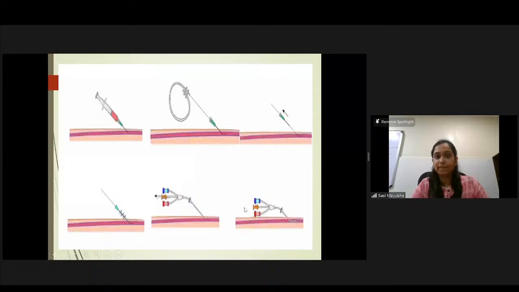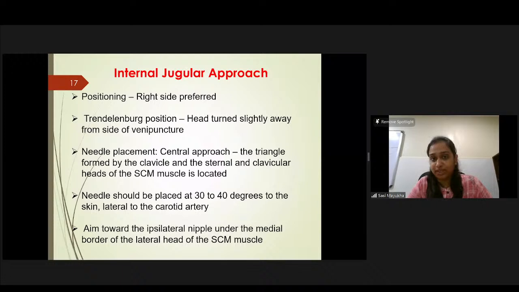So the three approaches which I was telling about are the internal jugular, femoral, and subclavian. We'll be discussing in the next 5 minutes the advantages and disadvantages of each approach. For the internal jugular approach, the right side is preferred, and you can place the patient in Trendelenburg position. The head should be slightly turned to the opposite side.